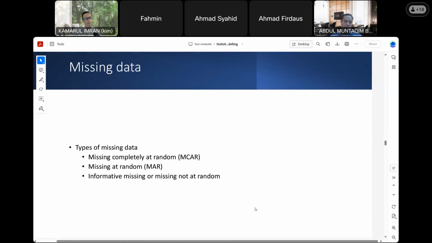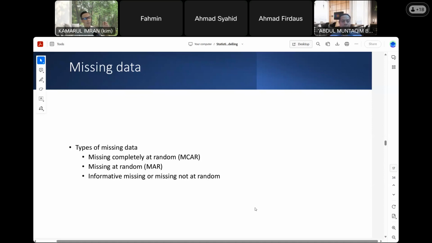Missing data. There are three types of missing data. One is missing completely at random, or MCAR, missing at random, MAR, and informative missing or missing not at random. Missing completely at random is basically when you give a questionnaire, and sometimes people forget to answer this question, sometimes they forget to answer that question. That is considered missing completely at random. Missing at random is not completely at random. It is random, but not completely at random.